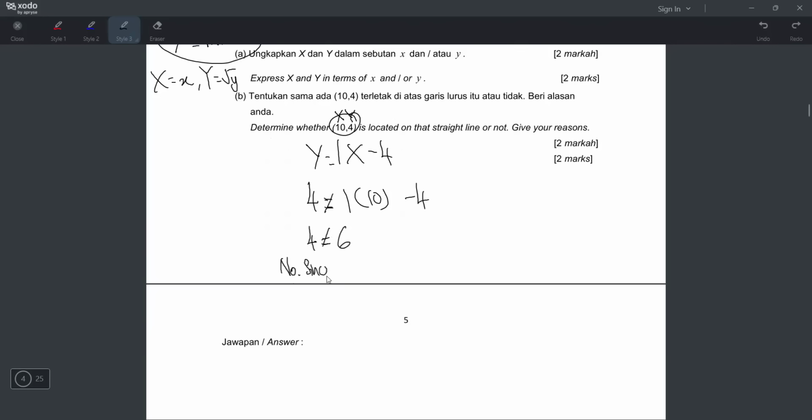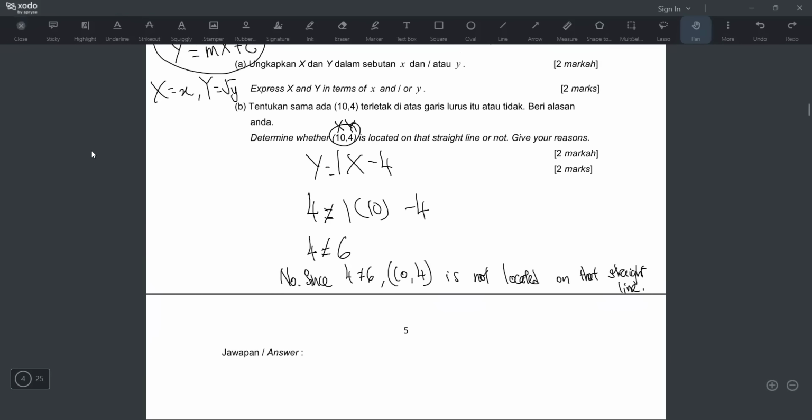So since 4 is not equals to 6, therefore the point 10, 4 is not located on that straight line. Okay, so if you write like that, then it's correct already.